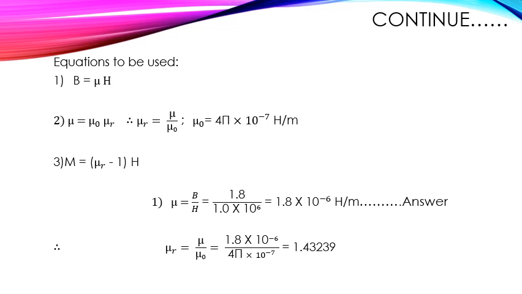Now to calculate the magnetization, we must know mu R. So by putting the value of the calculated mu and the value of mu naught, we can get mu R. So mu is 1.8 into 10 raised to minus 6 as per our calculation, and mu naught is 4 pi into 10 raised to minus 7. So the calculated value of mu R is 1.43239. It is a unitless quantity.